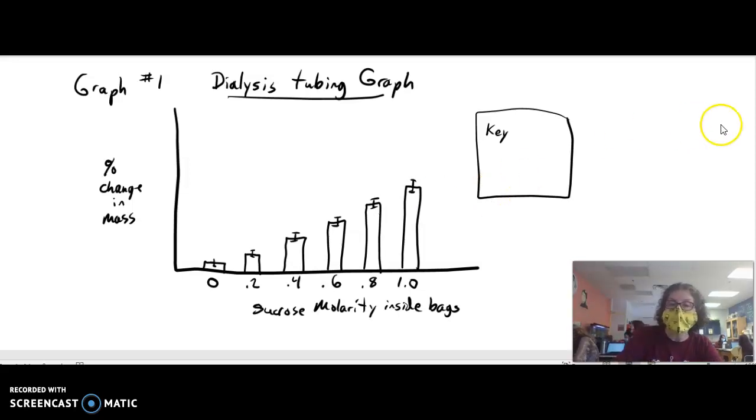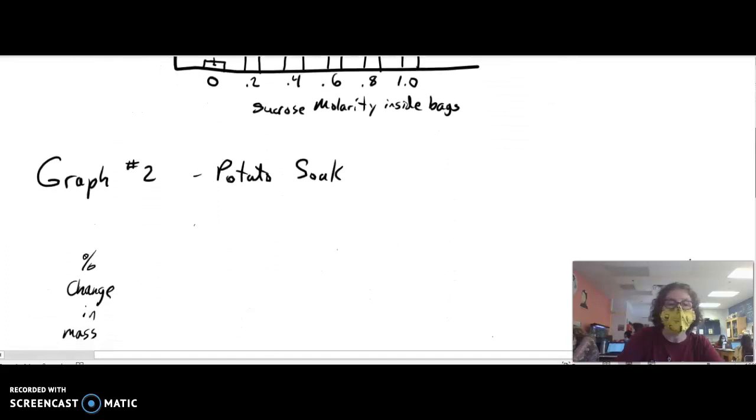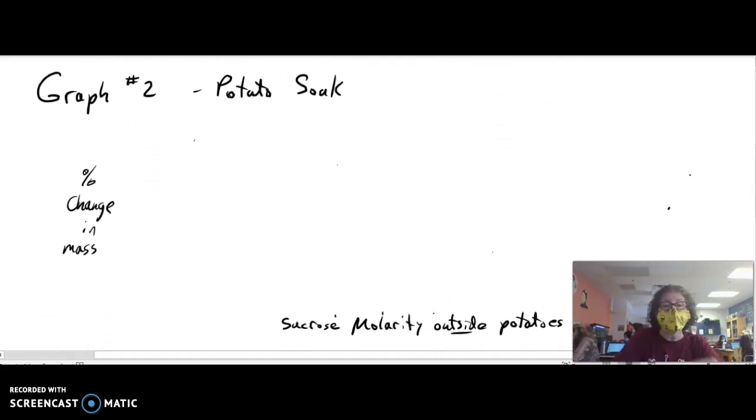I'm going to go down to the next graph, which is the potato data graph. We can get this over here. Here we go. Okay, so the second graph is the potato soak graph, and I'm just going to need ink.